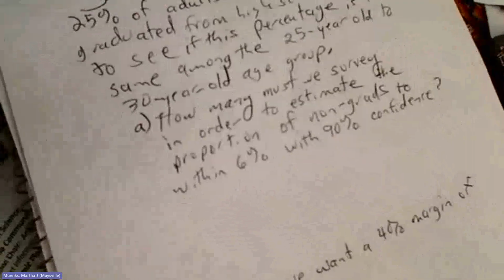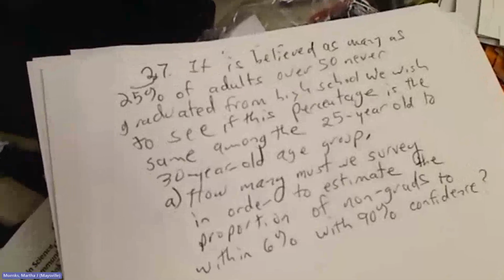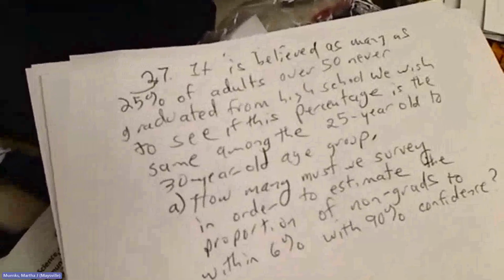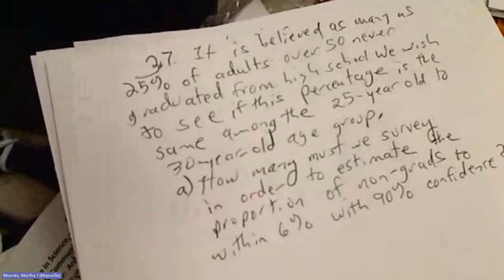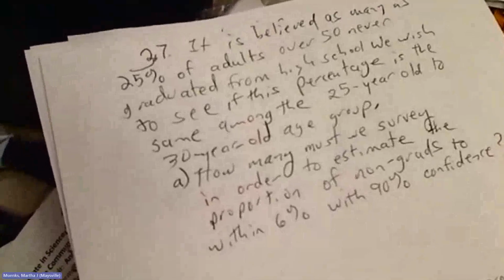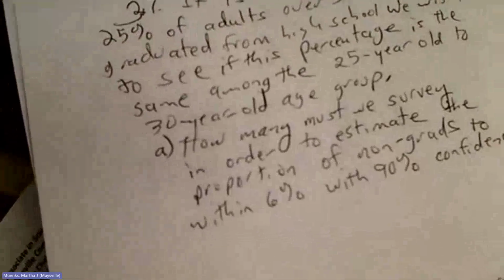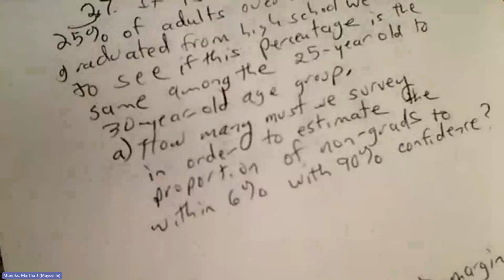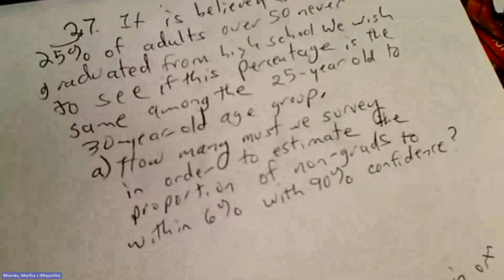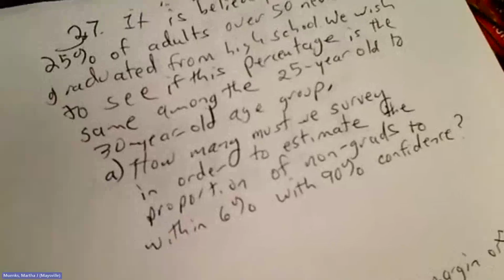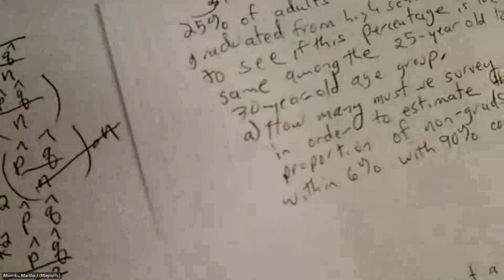So here is one where it is believed as many as 25% of adults over 50 never graduated from high school. We want to see if the percentage is the same among the 25-year-old to 30-year-old age group. So how many must we survey in order to estimate the proportion of non-grads within 6% with 90% confidence? So remember, I'm just going to use this formula.